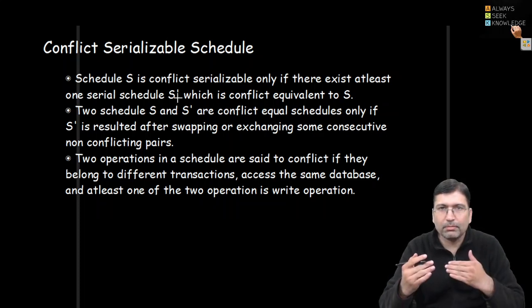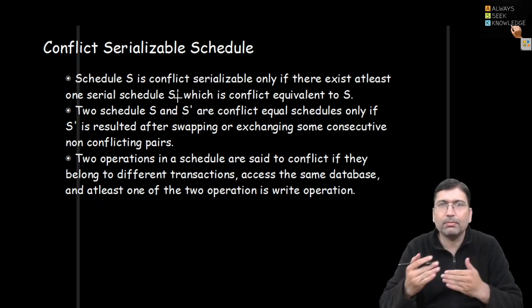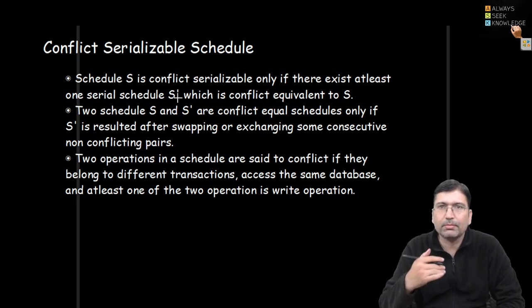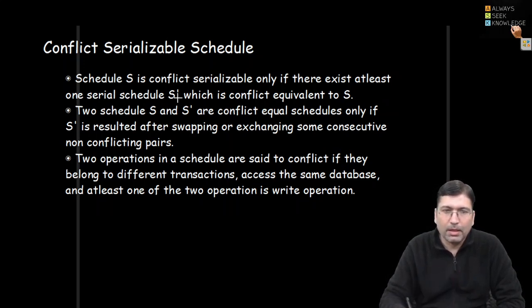So if we can shift a few of the operations in a particular schedule, or you can say non-conflicting operations, we can jumble them up. And if you find an equivalent schedule to S, then we consider schedule S as conflict serializable. Okay, so we'll understand this when we solve the problem in the next slide.